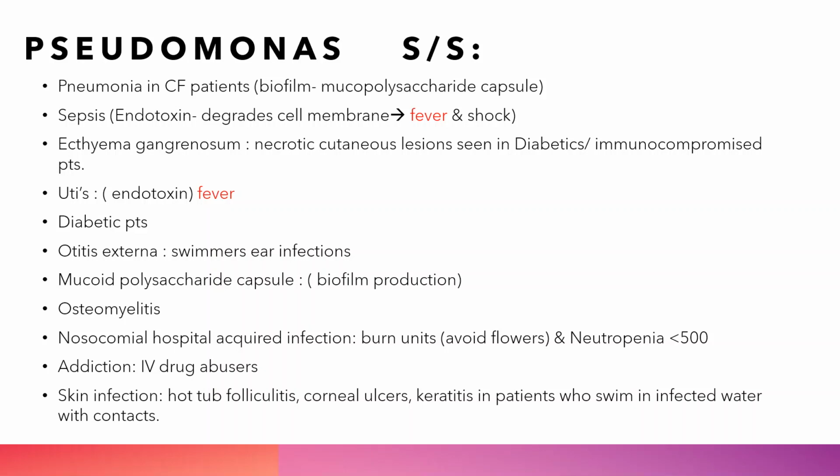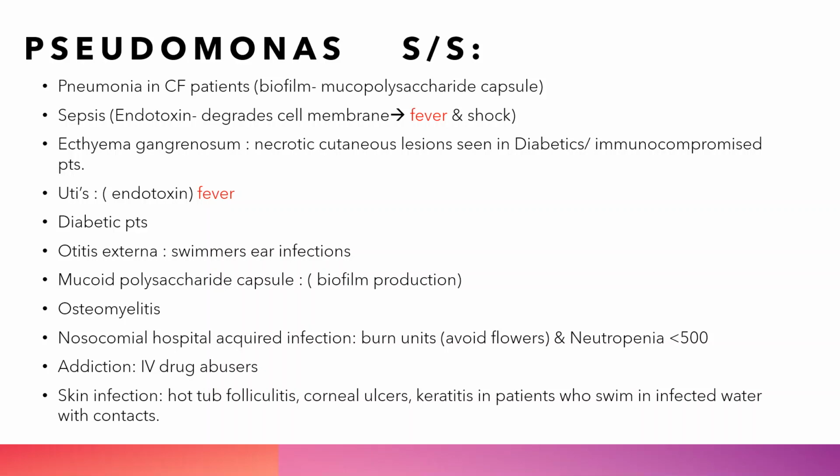So you want to avoid taking flowers for patients that are in these burn units. And another high yield thing the test likes to mention with Pseudomonas is that their neutrophil count is less than 500. So they have neutropenia with Pseudomonas. So burn units, neutropenia, and ecthyma gangrenosum are 3 high yield points to take away from this slide.